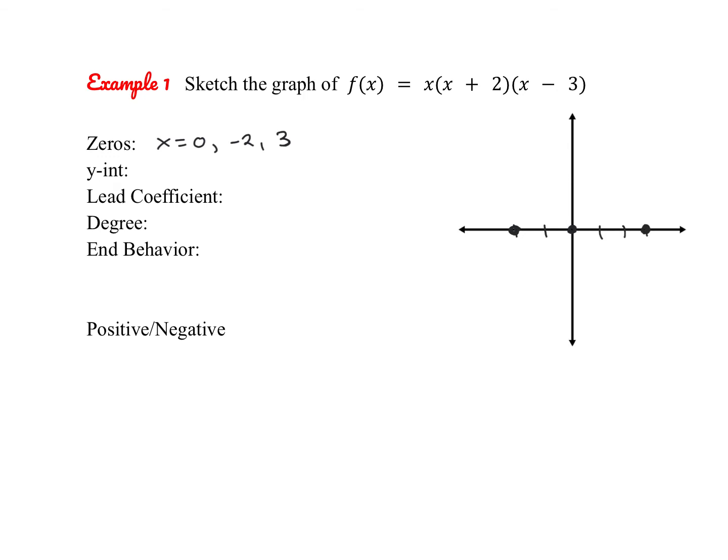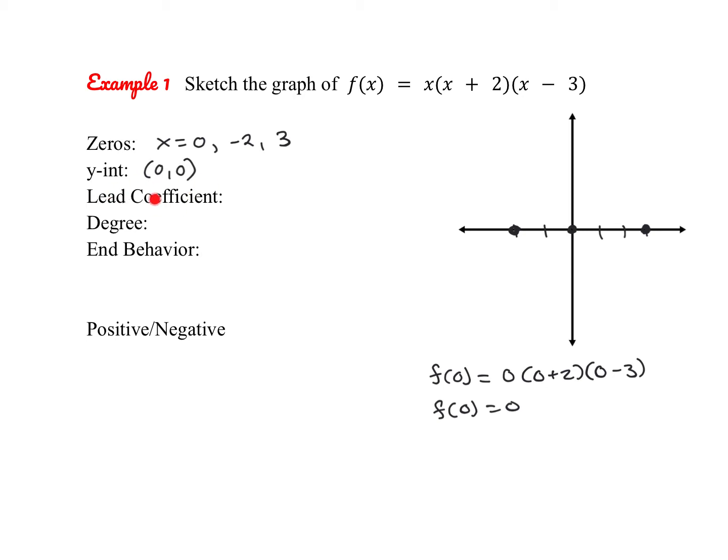Now we can find our y-intercept. So remember, we can find our y-intercept by setting x equal to 0. So we could do that really quick. So it's 0 times 0 plus 2 times 0 minus 3. So our y-intercept is at the origin, which we see right here.